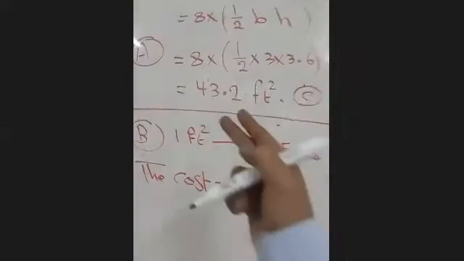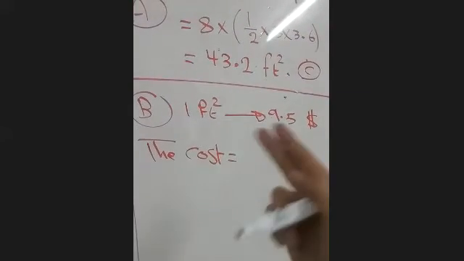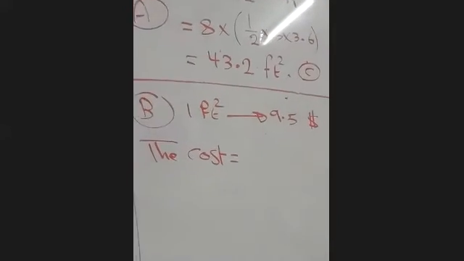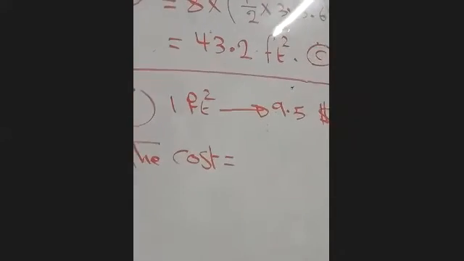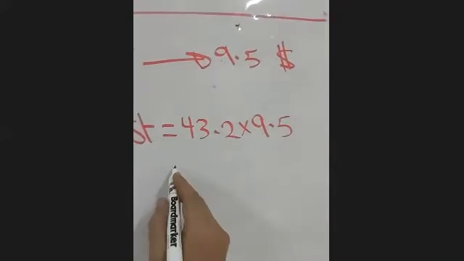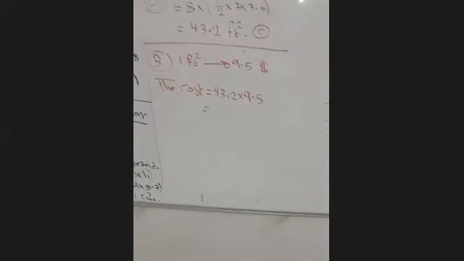So here the whole area is 43.2. We multiply it by the cost of 1 square foot, because we have 43.2 square feet, right? So we have 43.2 multiplied by 9.5. Let's multiply. 43.2 multiply 9.5 is 410.4 dollars. $410.4.